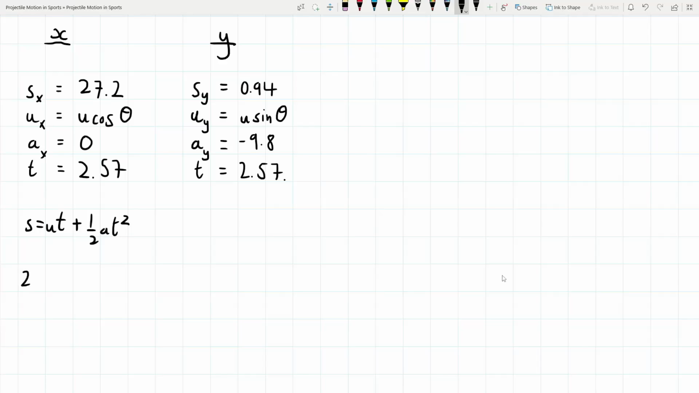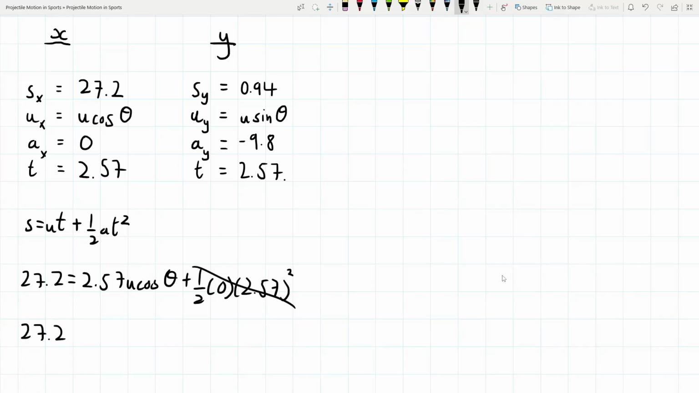So that's going to be 27.2 equals, t is 2.57, u in the x direction is u cos theta, plus a half, there's no acceleration, so that's 0, times t squared, 2.57 squared. This term's going to cancel. We get 27.2 equals 2.57 u cos theta. I'm going to leave it like that for now until we get the other one. So that has u and theta.